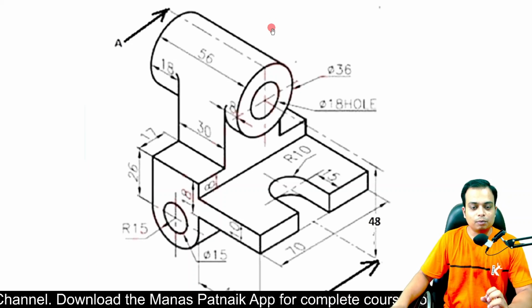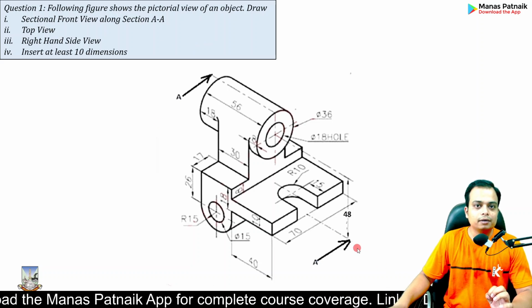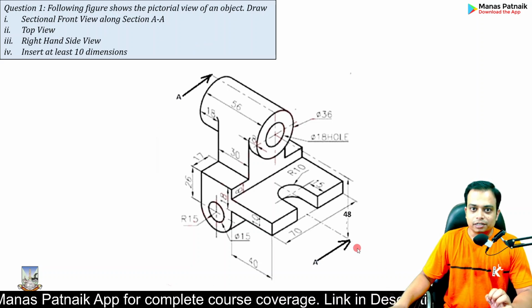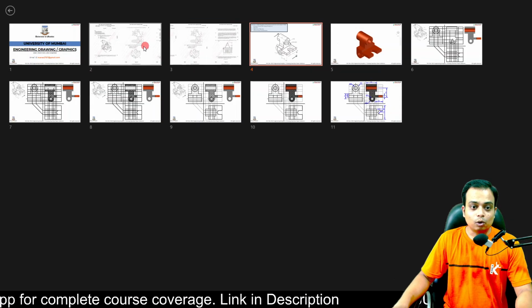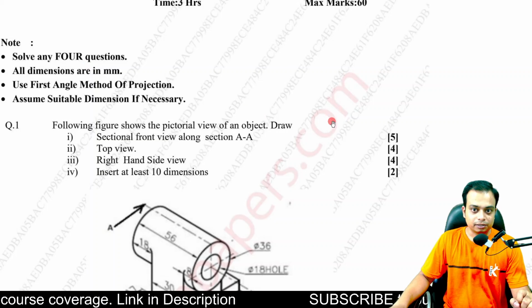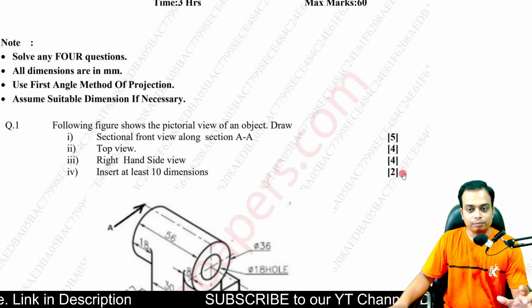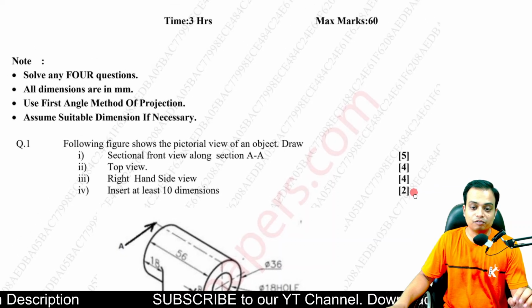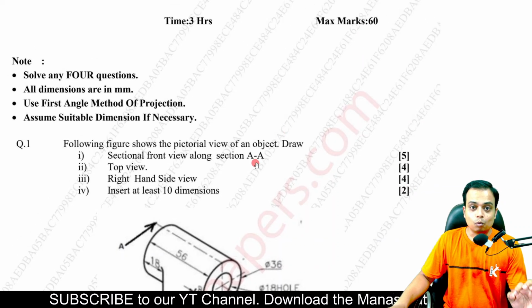Whatever you see from the top qualifies as the top view. Whatever you see from the right hand side qualifies as the right hand side view. And also you need to insert some dimensions. Please note that all the 4 things which have been asked in the question have some marks associated: 5, 4, 4 and 2. If you add all of them, this constitutes 15 marks. So 15 marks can be fetched out of 60 directly from this one single problem.